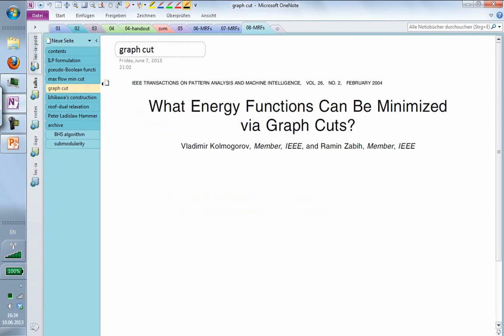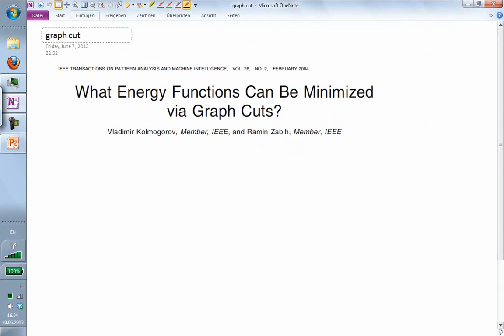Okay, and equipped with this, we can finally look at graph cuts, which Kolmogorov invented in his PhD thesis around 2000. And in much of the following, I'm referring to this paper here, which is suitably called "What Energy Functions Can Be Minimized via Graph Cuts."